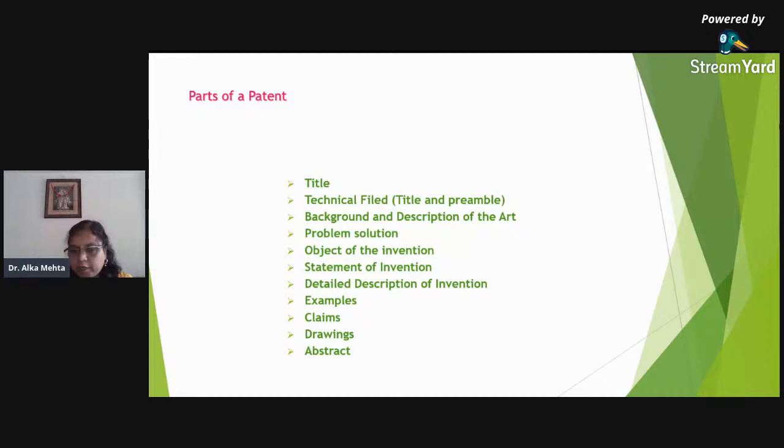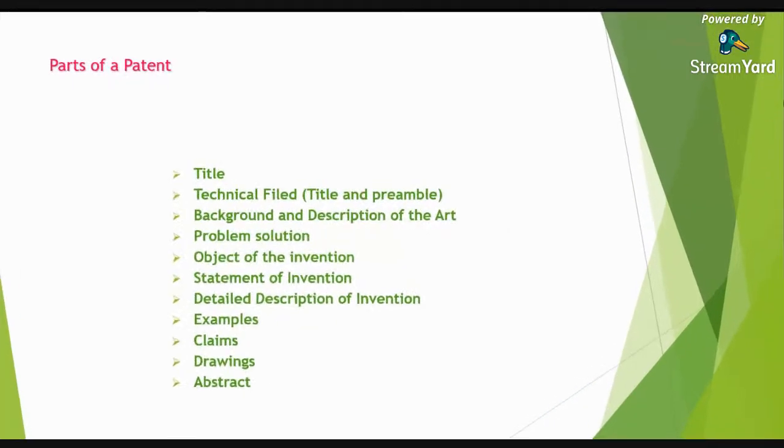So with that understanding broadly, let's look at the parts of the patent. These are the basic parts of the patent. I've just shown you the basic title. So title is one. These are the patent parts which you can see on screen: Title, technical field. There's a spelling error here; it is FIELD. Technical field, background and description, problem, solution, object of invention, statement, detailed description of invention, detailed description of drawings, then examples, claims, any extra drawings.